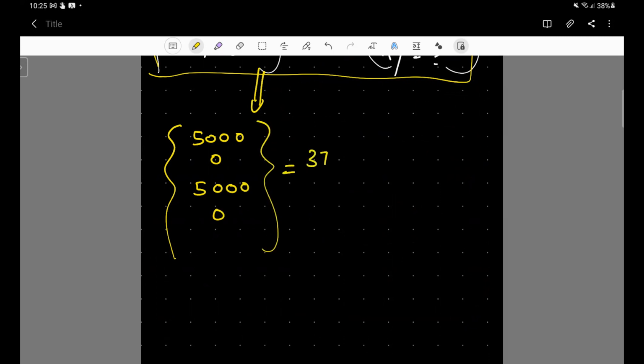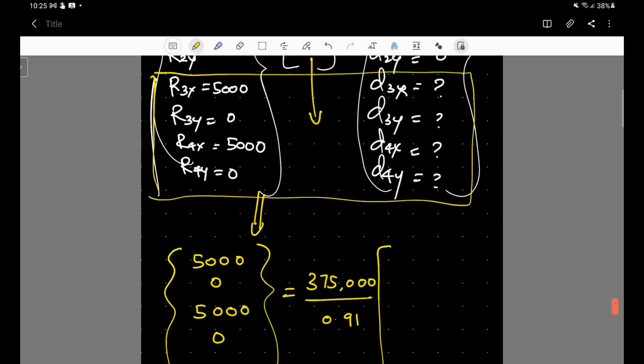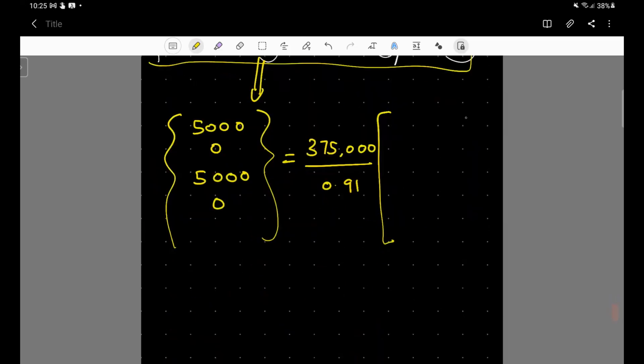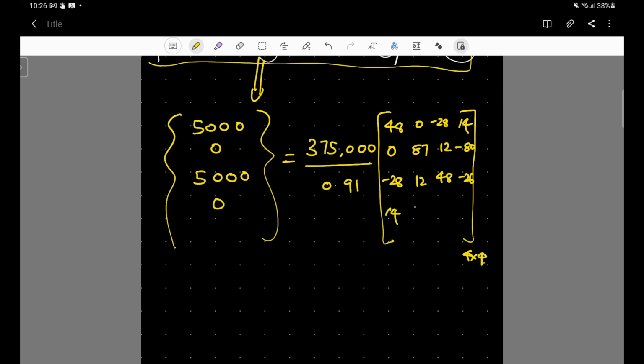and in the capital K matrix there are certain factors you would like to take out to be convenient, and since we have already taken 4 terms, we would end up getting a 4x4 matrix: 48, 0, minus 28, 14, minus 28, 12, 48, minus 26, 14, minus 80, minus 26, 87, times d3x, d3y, d4x, d4y.